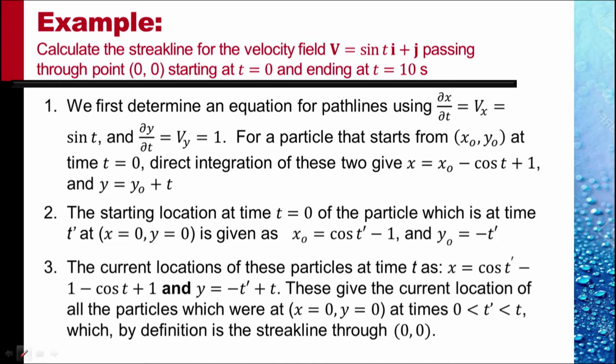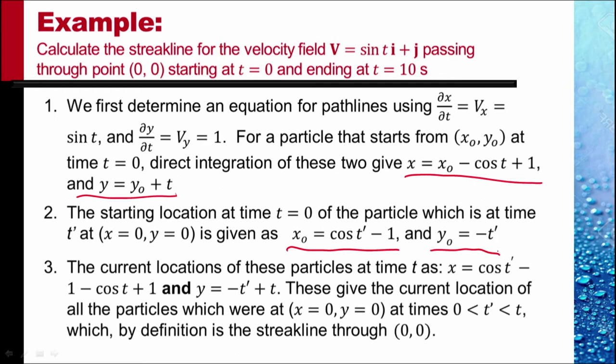The starting location at time t equal to 0 of the particle, which is at time t prime at x equal to 0 and y equal to 0, is given by x naught equal to cosine t prime minus 1 and y naught equal to minus t prime, because x and y are 0 at time t equal to t prime. So we plug in the equations in line 1. And from this, we obtain x naught equal to cosine t prime and y naught equal to minus t prime. These are the locations at time t equal to 0 for the particles which are at x equal to 0 and y equal to 0 at time t prime.